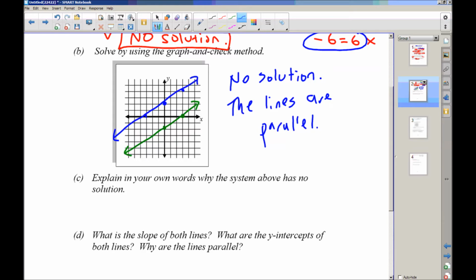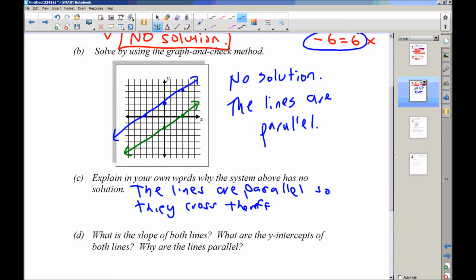So explain in your own words why the system above has no solution. And you should say something like, the lines are parallel, so they never cross. Therefore, they have no solution. Because the place where they cross is our solution.